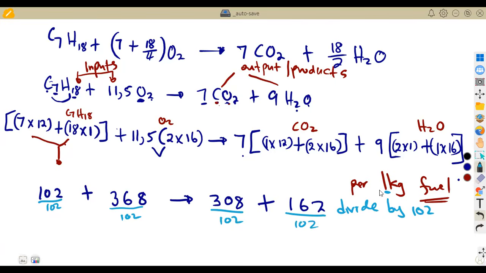So if we are to divide properly, here we are going to obtain a 1. So we now have 1 kg of the fuel. And what is our fuel in this case? That's C7H18. So we now have 1 kg of C7H18, which is our fuel, which corresponds to how many kgs of oxygen.